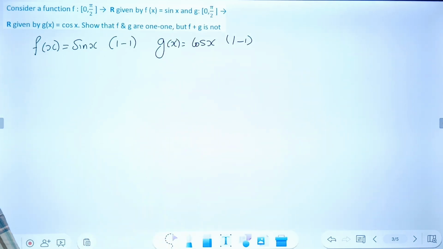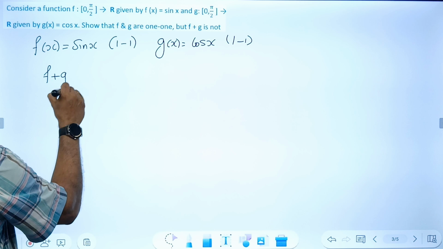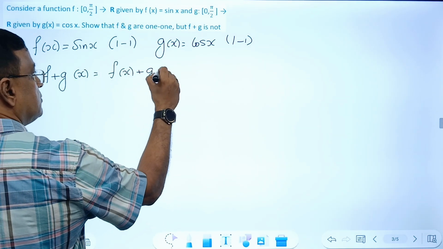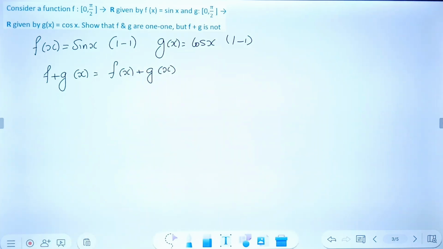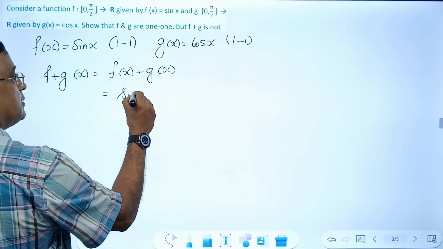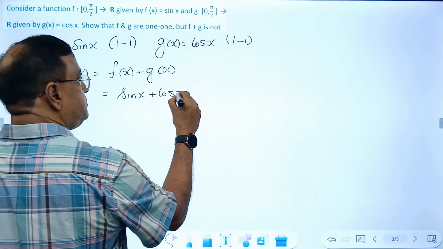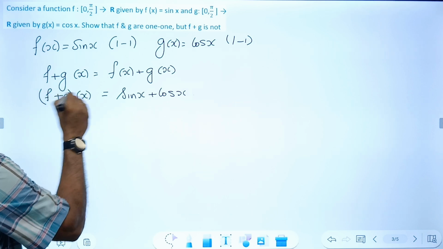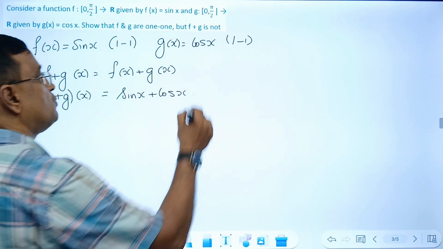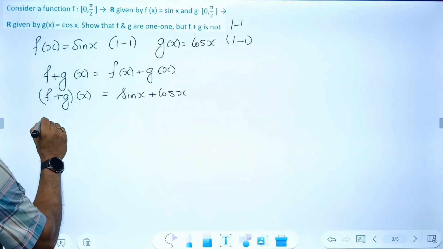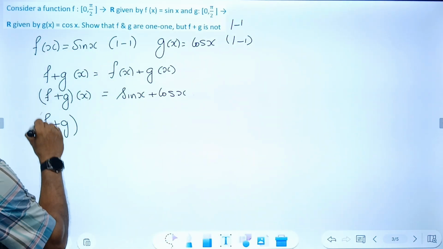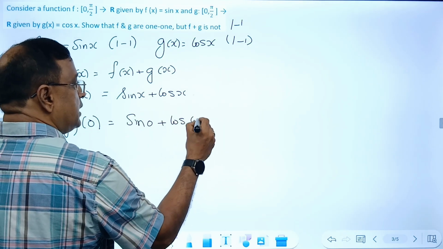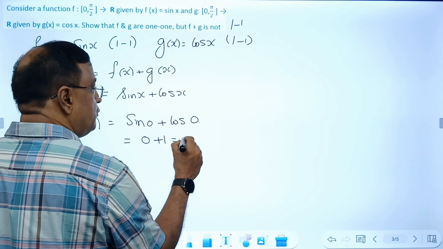Now what is (f plus g) of x? (f plus g) of x is nothing but f of x plus g of x, from the properties of functions. F of x is sin x and g of x is cos x. Now I want to check whether it is one-to-one or not. So I will take (f plus g) of 0, which is sin 0 plus cos 0. Sin 0 is 0, cos 0 is 1, therefore it's 1.